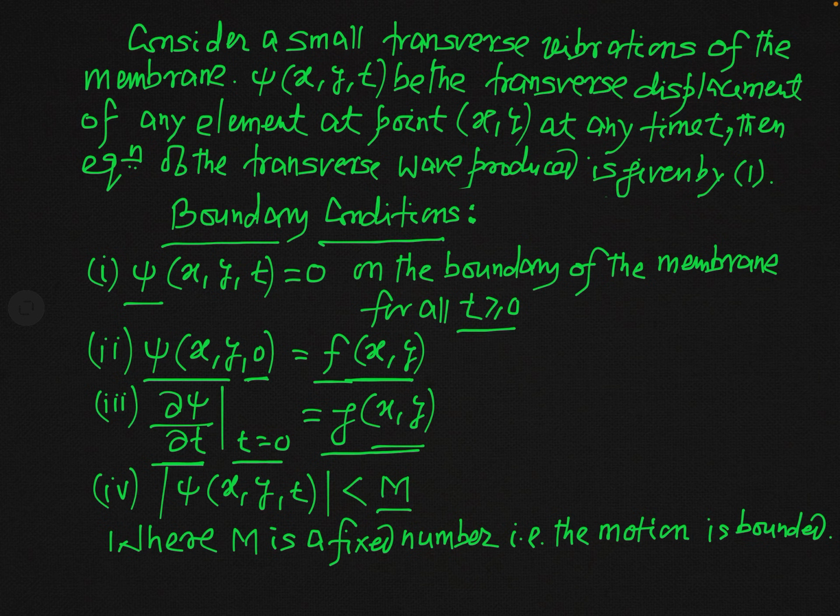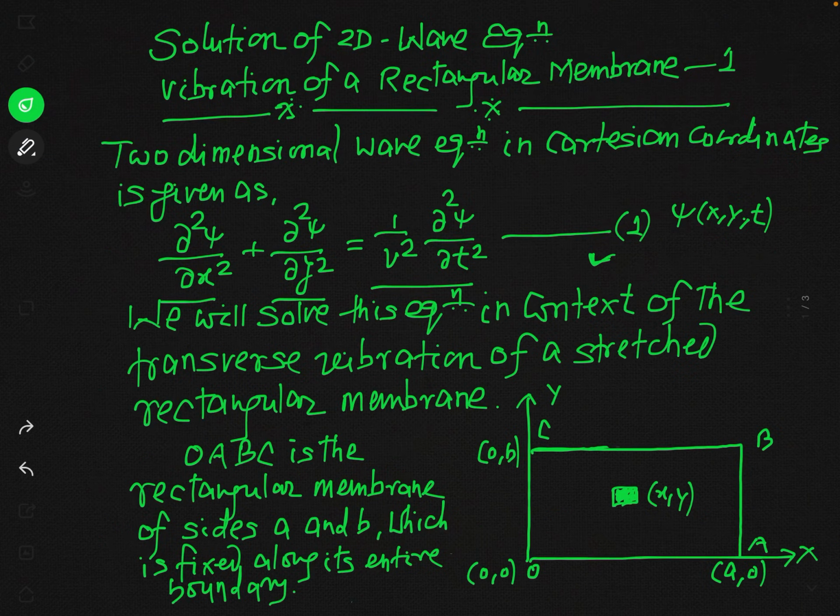So applying these four boundary conditions, you will see that the solution of the two-dimensional wave equation, which I have defined earlier in equation 1, can be solved. So now let us proceed to how we can solve this problem. But before that, I am mentioning a very important fact. What is this v here?